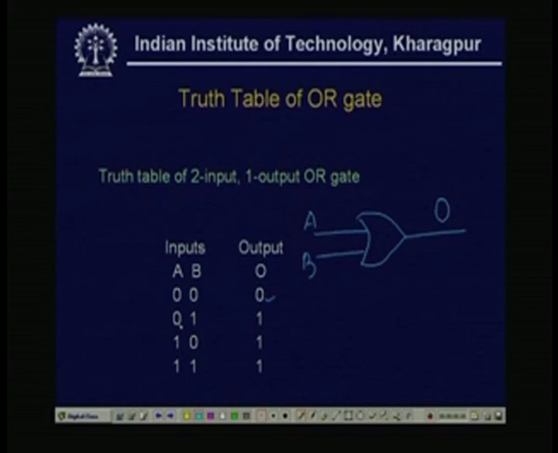If A is 0, B is 1 or A is 1, B is 0, if any one of the switches is connected, that means it is getting a path. So, output becomes 1. If both are connected, then obviously it is getting the path in both directions. So, this becomes 1. So, this is my truth table of the OR gate. So far we have three basic gates.